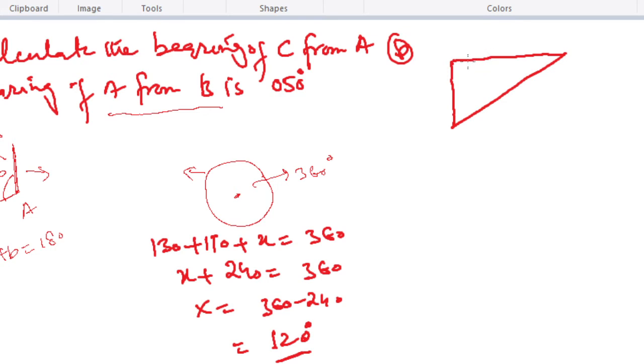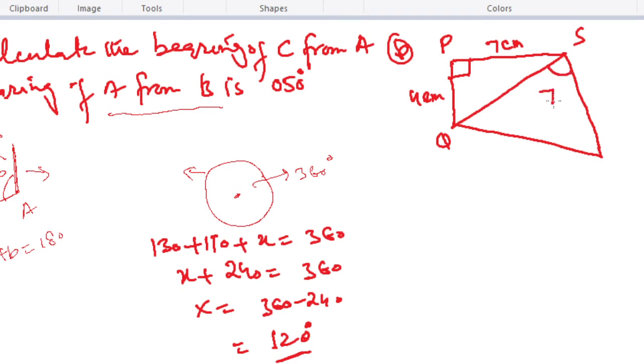This is a right angle triangle. It's given to us in the question. This is P, this is Q, and that's S. PS is 7 centimeters and PQ is 4 centimeters. And here is another side, and then there's another side here. This angle is given to us as 75, and this is R. Now this is given to us as 11 centimeters.